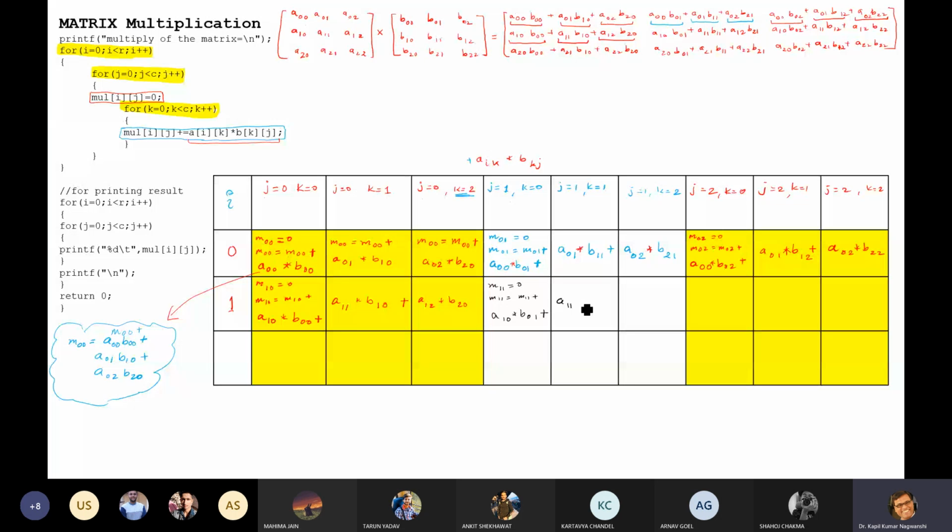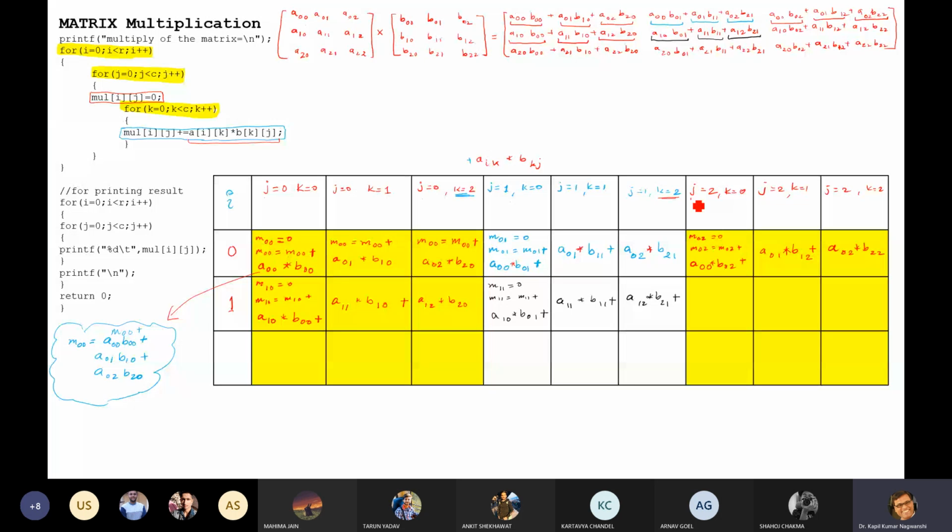Now come to this term. a ik multiplied by b kj 1, 1. So this is our next term. Now come to next term. a ik, I is 1, k is 2 multiplied by b, k is 2 and j is 1. So this is here. Okay. So this term is also completed. Now k is completed, so the value of j will be incremented.